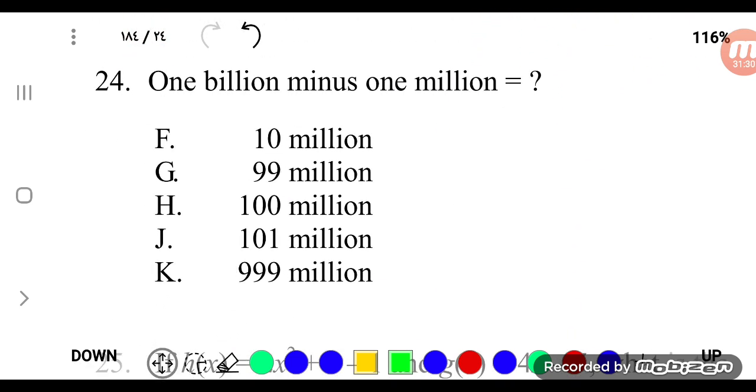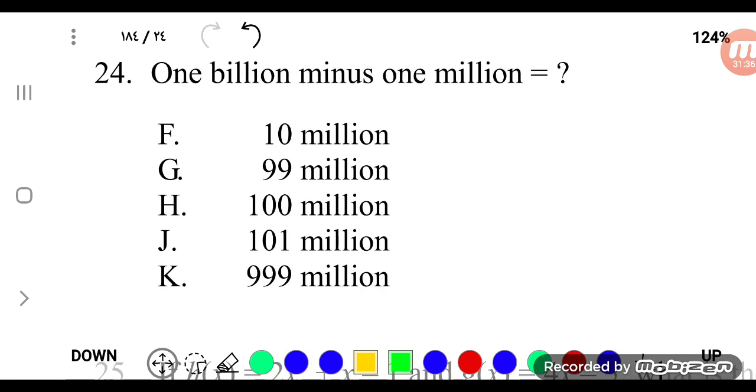Next question, number 24. 1 billion minus 1 million. This is easy. We know that 1 billion is 1,000 million. So if you take away 1 million, you get 999 million. So option K is the correct answer.